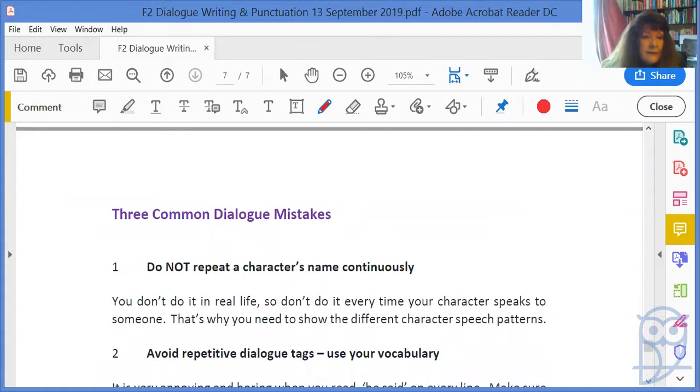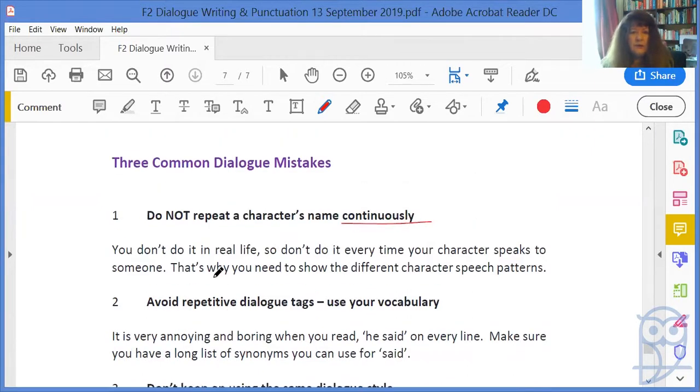Okay, three common dialogue mistakes. Yes. Do not repeat a character's name continuously. Okay, that gets very boring. You don't do it in real life. You don't say to your friend, "Oh, hello, John. Can you do this? John, can you please come here? John, can you please do that?" So you don't do it when you're writing or it sounds unnatural.